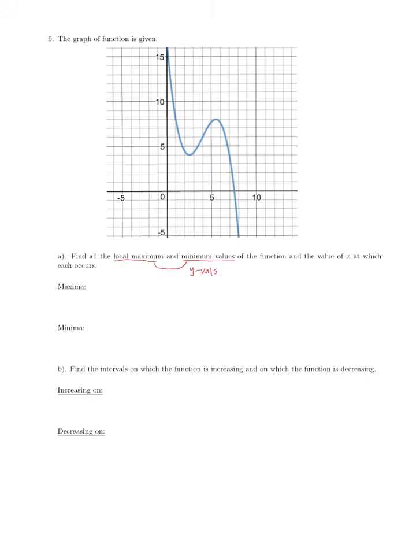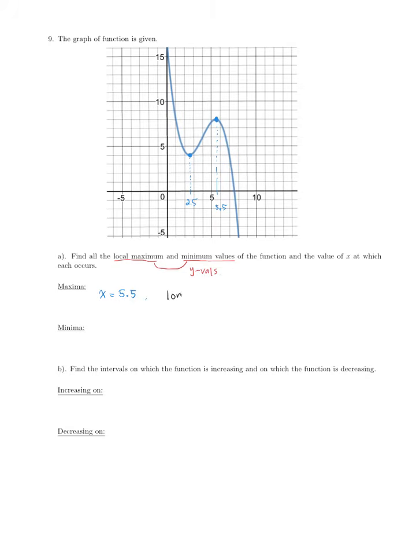Then let's look at the minima. So the minimum is probably right here, and then the maximum will be right here. So this will be what? 1 to 2.5. And this point will be something close to what? 5.5. Let's just keep it like that. All right, so your maxima is going to occur when x equals 5.5, around 5.5.